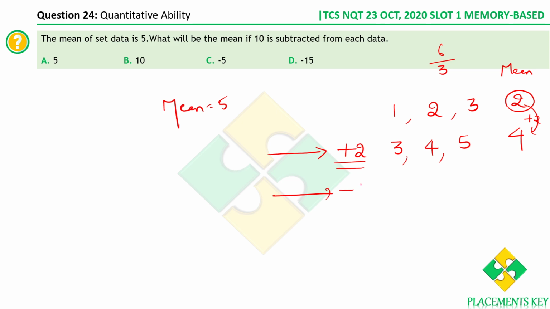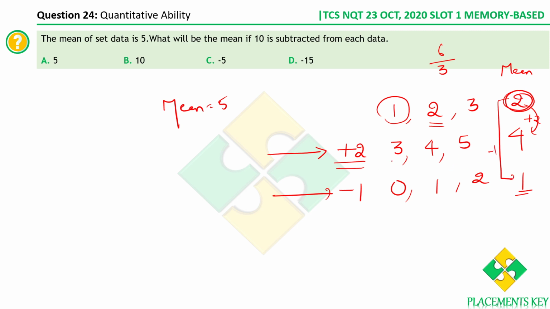Let me take minus 1. Each of the terms is decreased by 1. So what is it now? 1 minus 1 is 0, 2 minus 1 is 1, 3 minus 1 is 2. Now see what is the mean. Again, 0 plus 1 plus 2, that is 3, by 3, that is 1. So the actual mean was 2, now it is 1. The mean also decreased by 1.